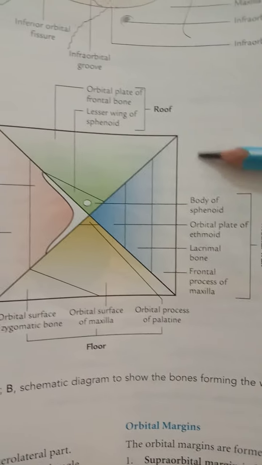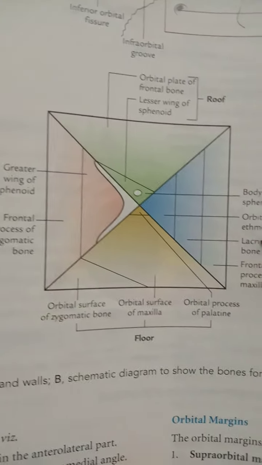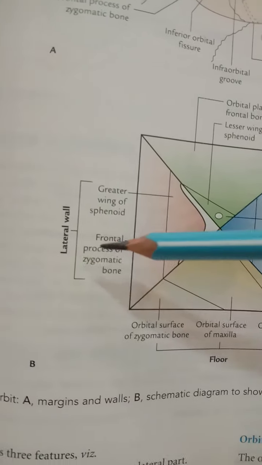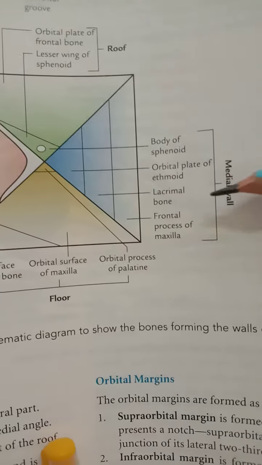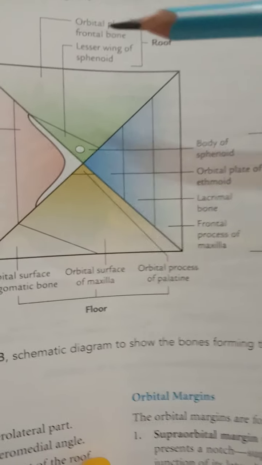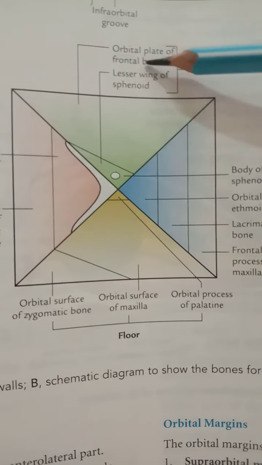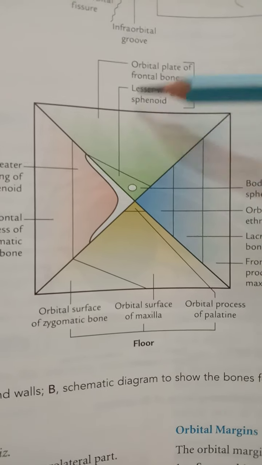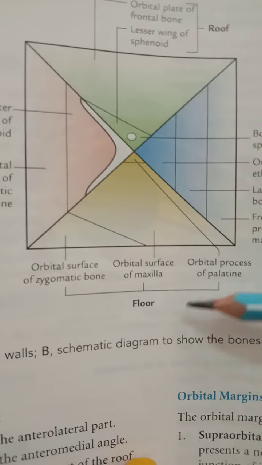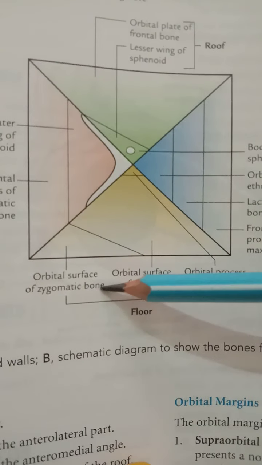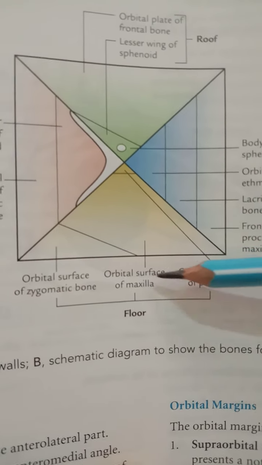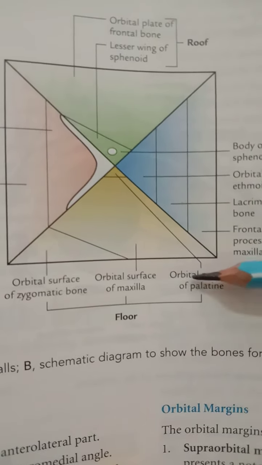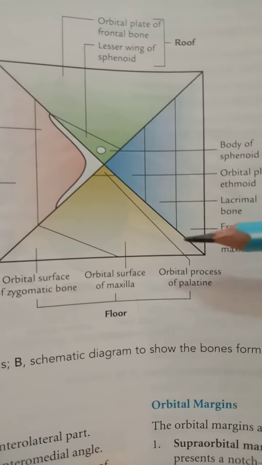Here in this diagram you can see the different bones forming the roof, floor, the lateral wall, and this is the medial wall. So the roof is made by the orbital plate of frontal bone and the lesser wing of sphenoid bone, the two bones. Then the floor is made by three bones: orbital surface of the zygomatic bone, orbital surface of the maxilla and the orbital process of the palatine bone.